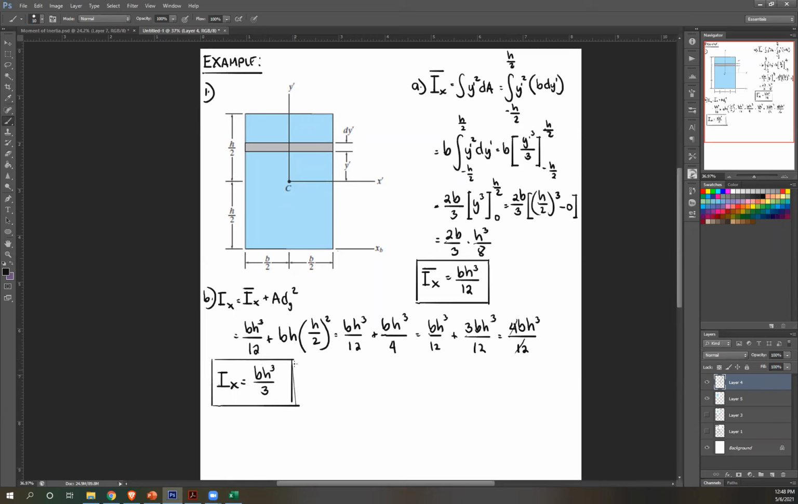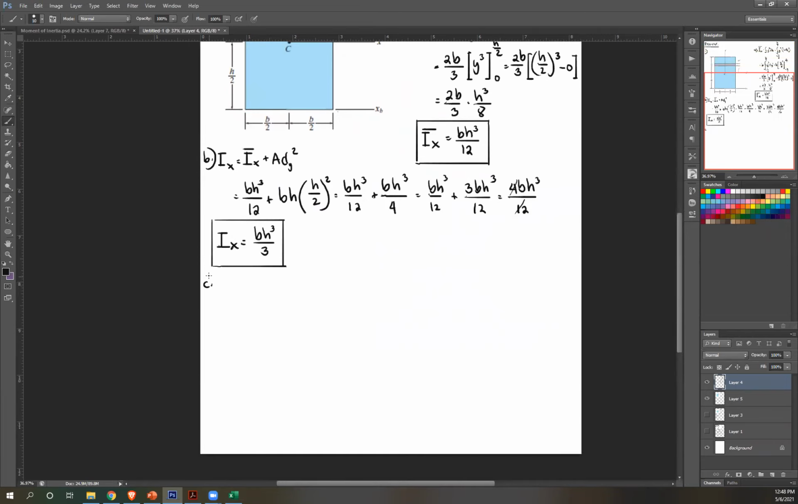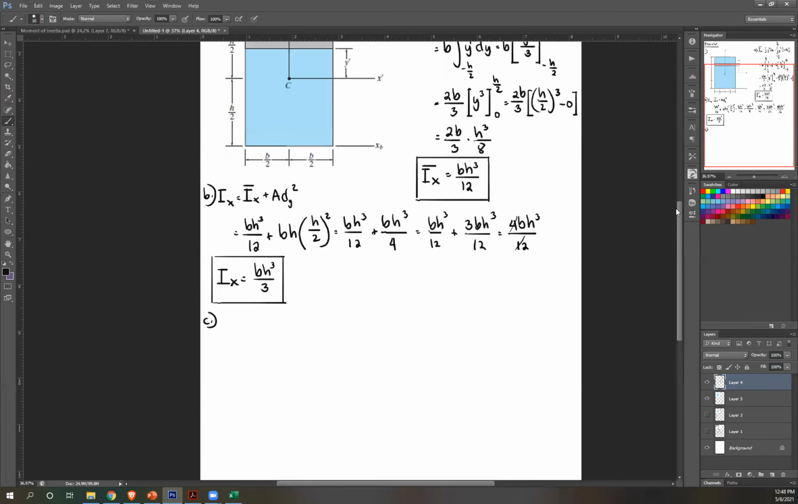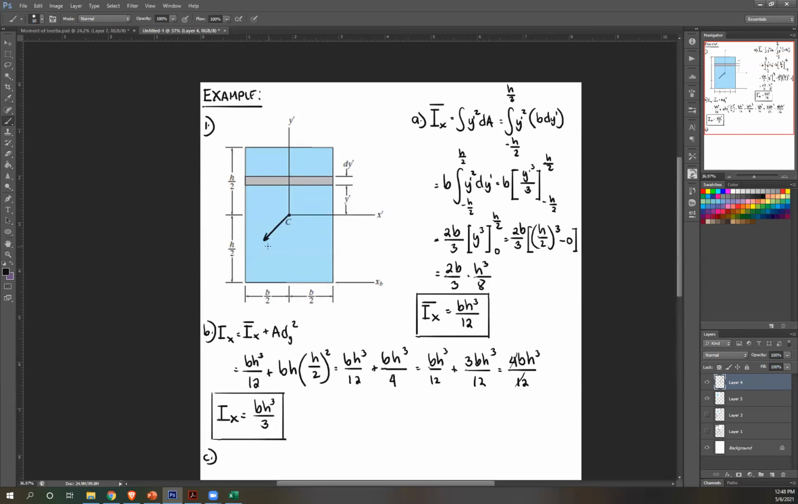So this is our equation for a rectangle, moment of inertia of a rectangle about its base. Okay. And then finally, letter C. C, moment of inertia about your pole or z-axis perpendicular to the xy plane. So it's your z-axis. So about there. So z prime. Let's call that z prime.